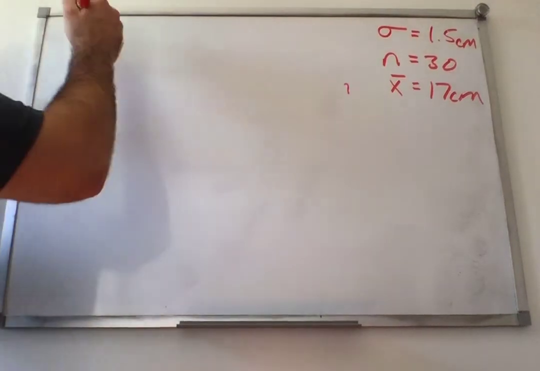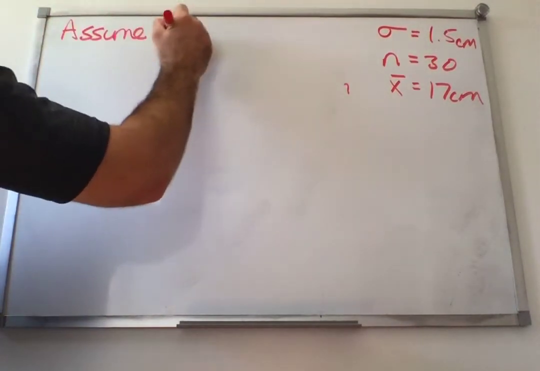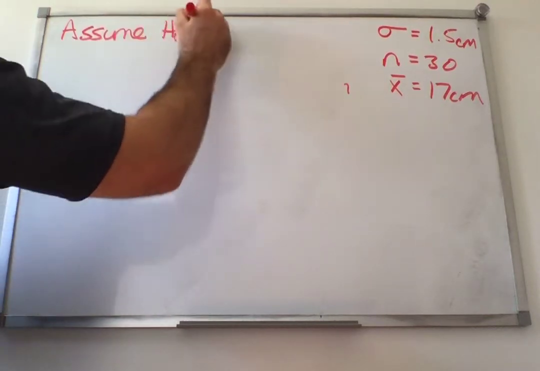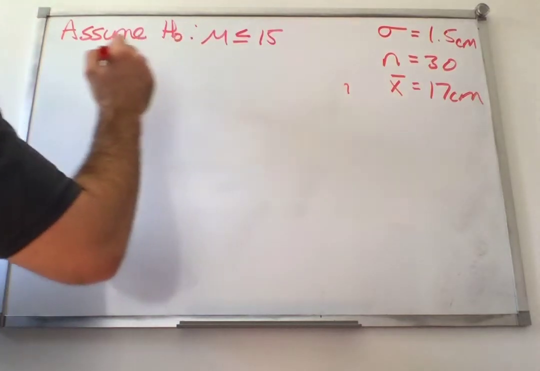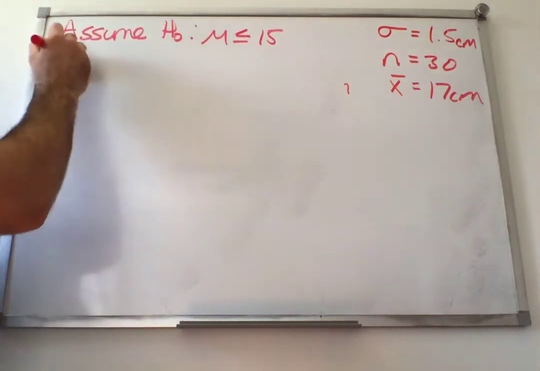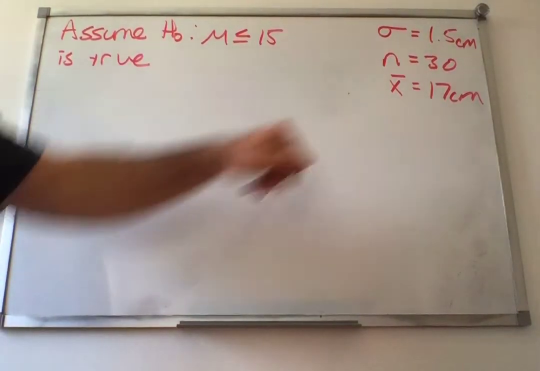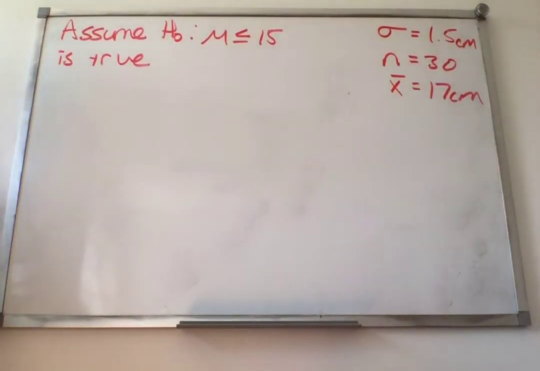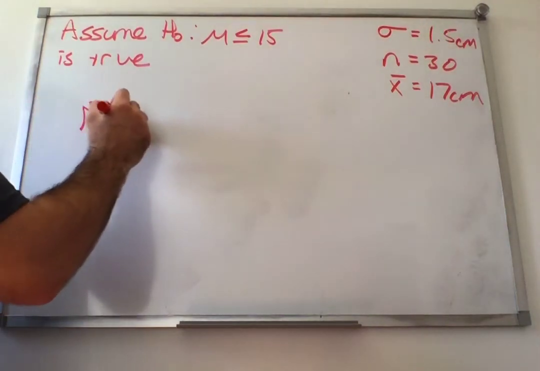And when we do a hypothesis test, we assume the null hypothesis, which was mu is less than or equal to 15. Assume the null hypothesis is true, okay? That's how you always start these. Now, the p-value.